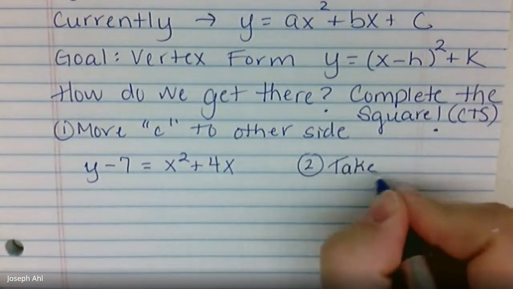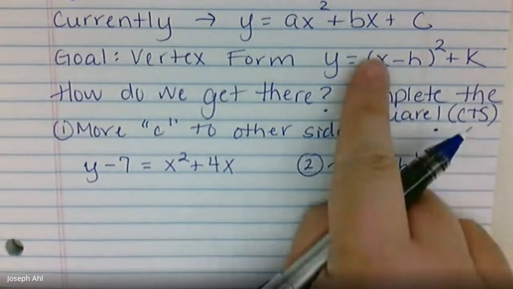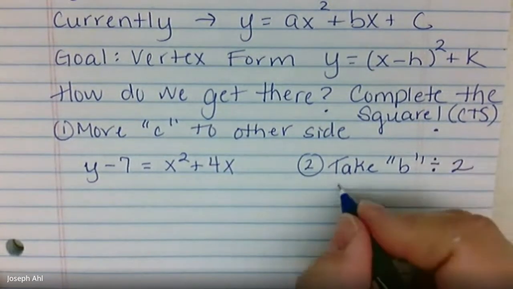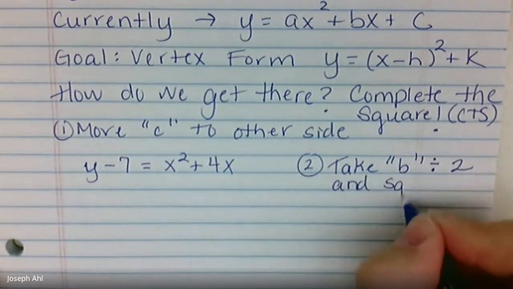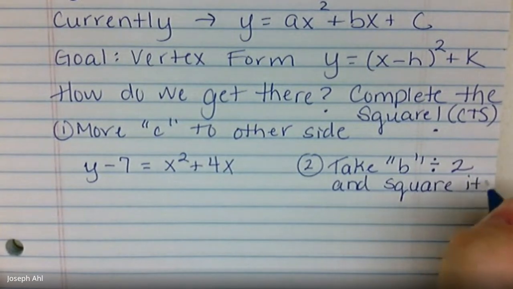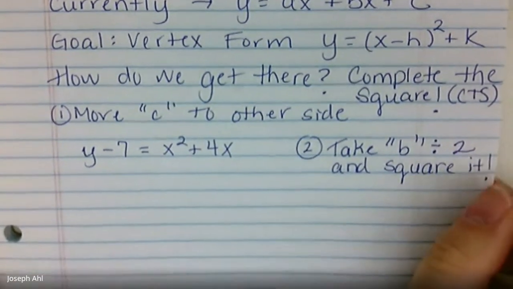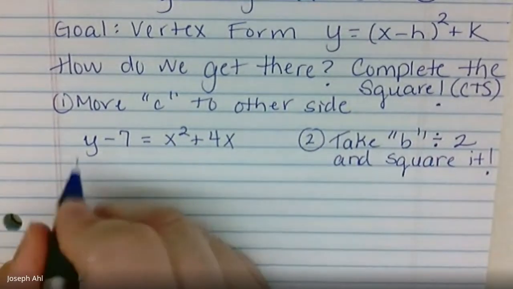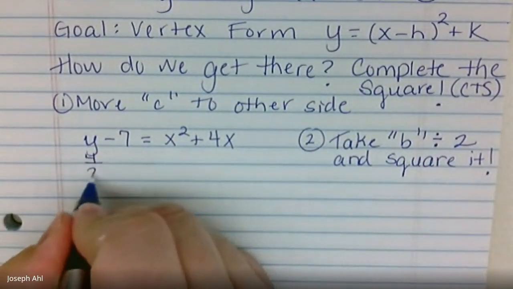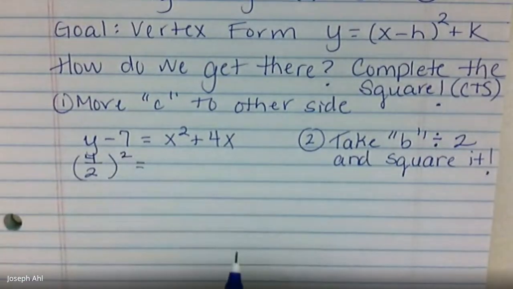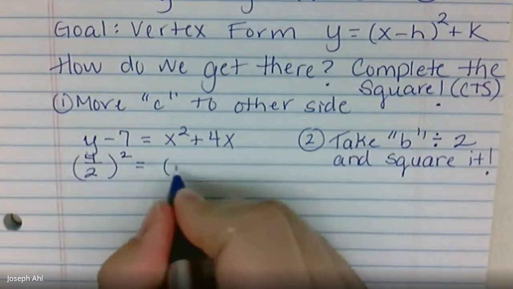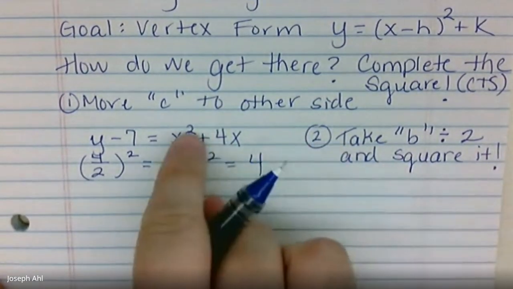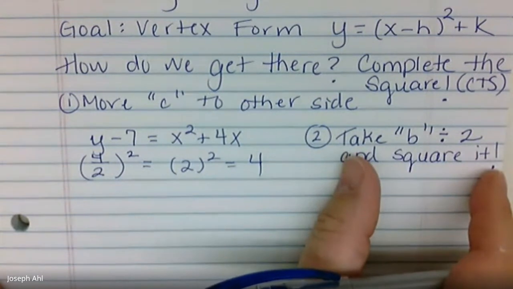All right, step 2 over here. Take the value b, hopefully you know what b is, right? B would be the coefficient of x. Divide it by 2 and square it. Okay. Now this is a step I don't always write down. I usually do this part in my head, but just for this example, I'm going to write it down. So b divided by 2, that's going to be 4 divided by 2, and then I have to square it. Well, 2 squared is 4. So I did step 2. I took the middle number, divided it by 2, and squared it.